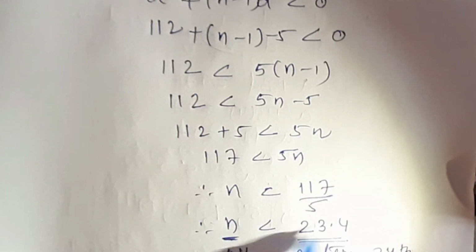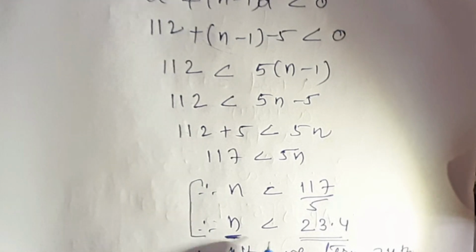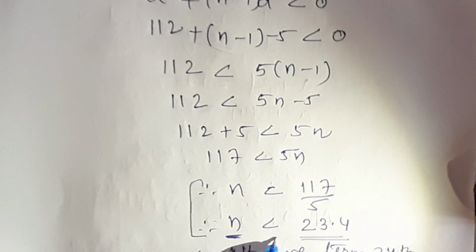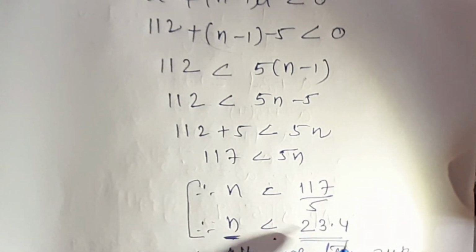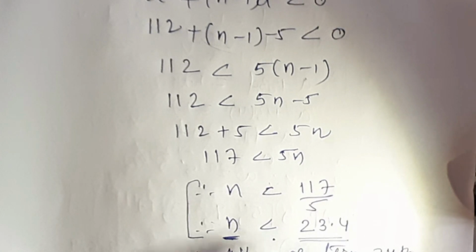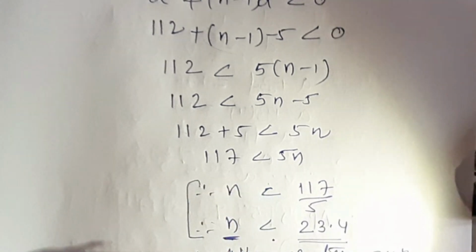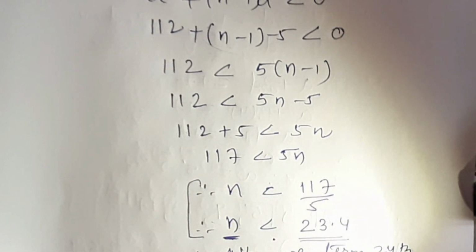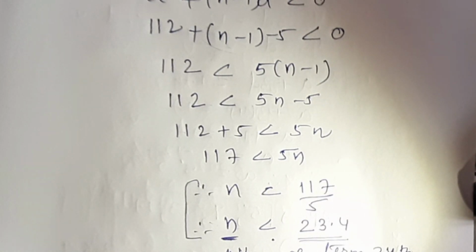For this type of question, you can change the sign over here. You can convert it like n is greater than 23.4. So here the sign can be changed or the statement can be written. Both ways are possible. This is also one of the important questions which is frequently asked.